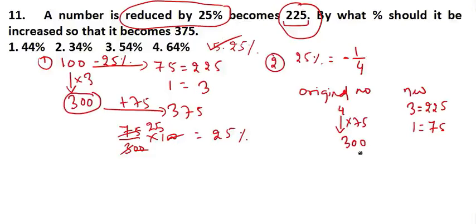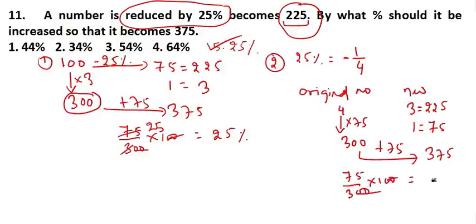Now you have to increase this 300 so that it becomes 375. Here we have to increase by 75 on 300, means 75 by 300 into 100 to make it a percentage. It will become 25%. I hope this question is clear now. Let's move ahead.